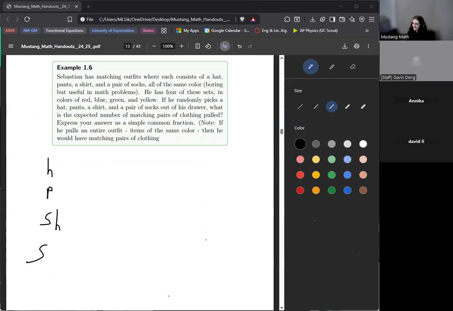Oh, awesome, Gavin. Honestly, they might have adapted it for this seminar, because they'll sometimes adapt competition problems for these. So he has four of these sets in colors of red, blue, green, and yellow. If he randomly picks a hat, pants, shirt, and pair of socks out of his drawer, what is the expected number of matching pairs of clothing pulled? So, who here knows what an expected number or expected value is?